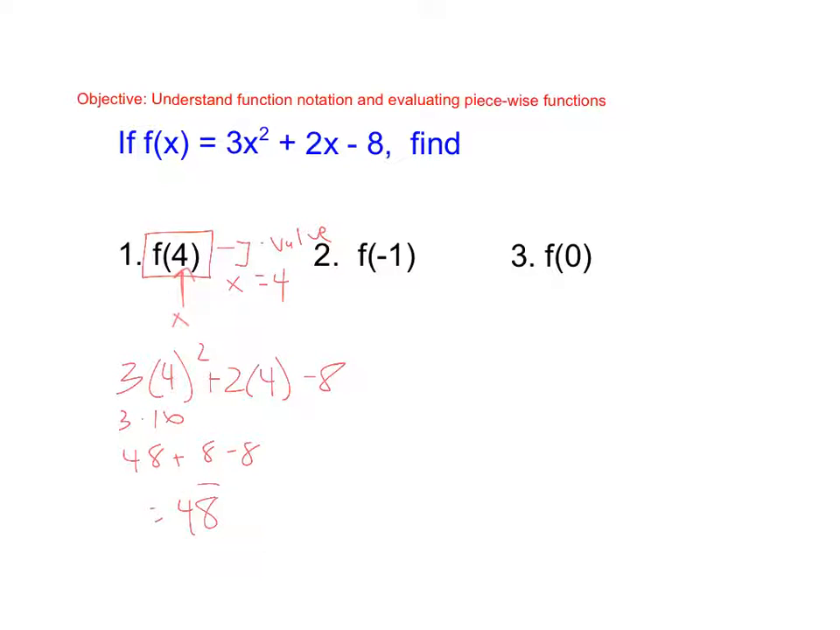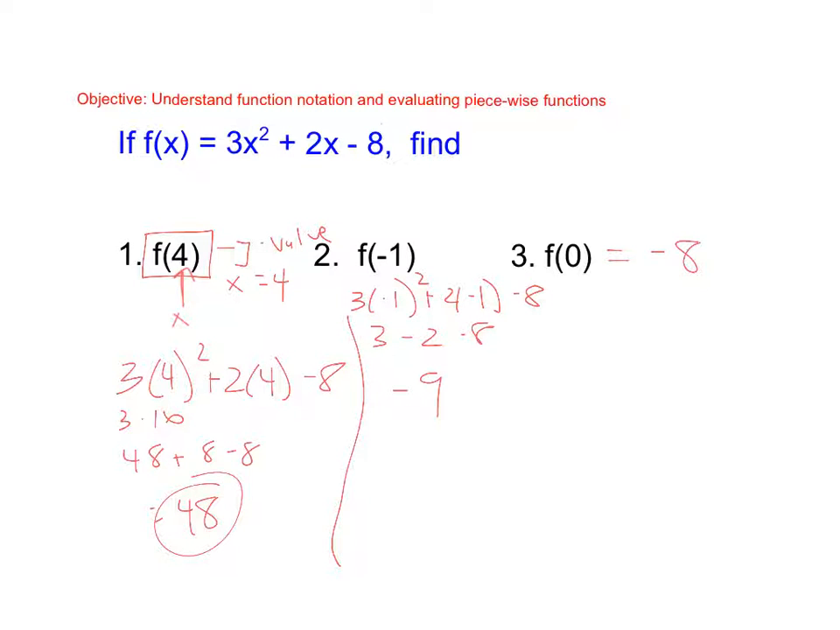And that's it. So what would f of -1 be? That's 3 times -1 squared plus 2 times -1 minus 8. So that is 3 minus 2 minus 8, and then that gives me -9. And then f of 0, when you plug that in, is -8, right?